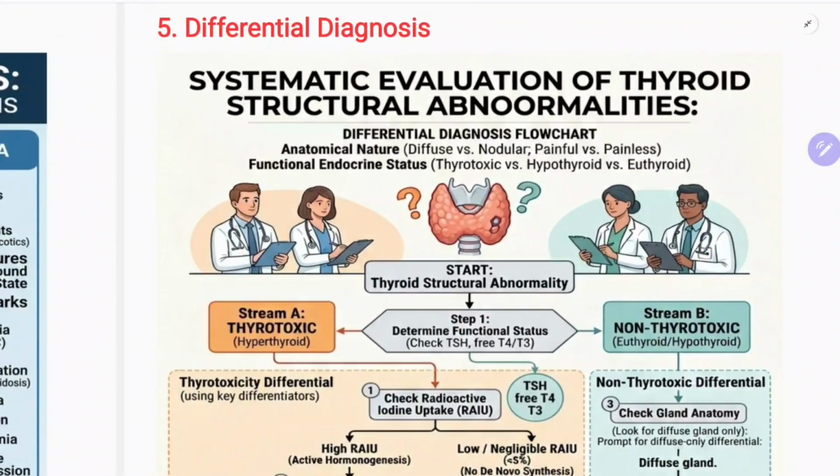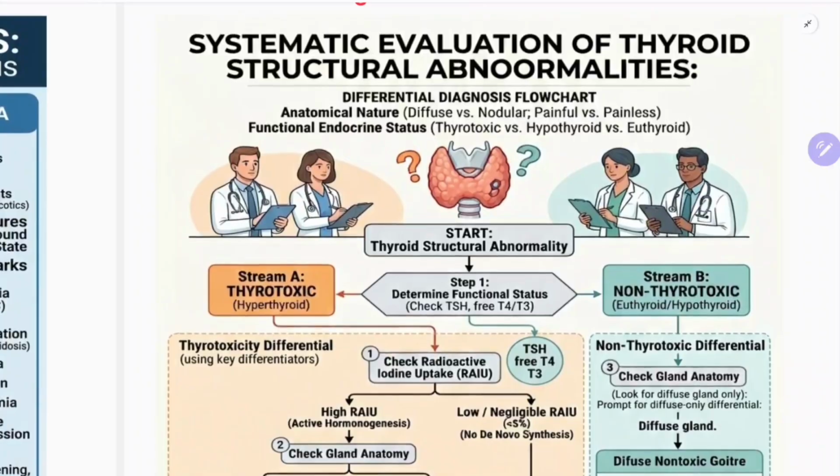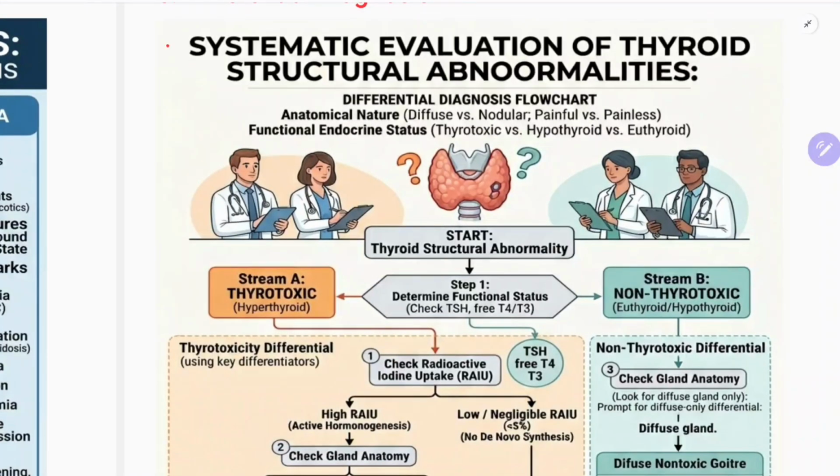Now, differential diagnosis. What are the different causes for this goiter or nodule? So systematic evaluation of thyroid structural abnormalities. In that you should remember two things. One is you should know the anatomical nature of the gland. Secondly, you should know the functional endocrine status of the gland. By anatomical nature I mean you should distinguish between diffuse or nodular goiter, painful versus painless goiter.